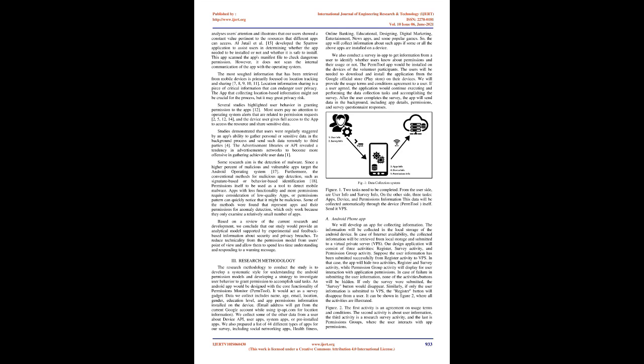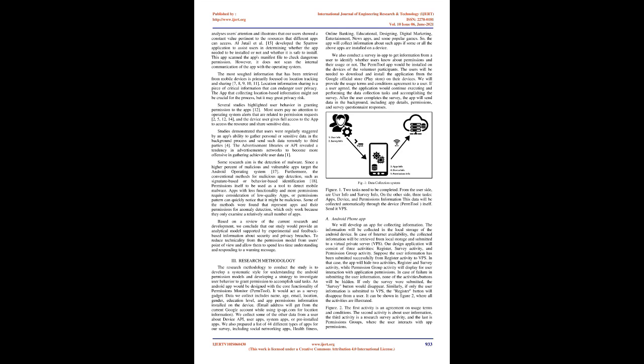The most sensitive information that has been retrieved from mobile devices is primarily focused on location tracking and sharing [7, 8, 9, 10, 11]. Location information sharing is a piece of critical information that can endanger user privacy. An app collecting location-based information might not be crucial for the process, but it may be a great privacy risk.